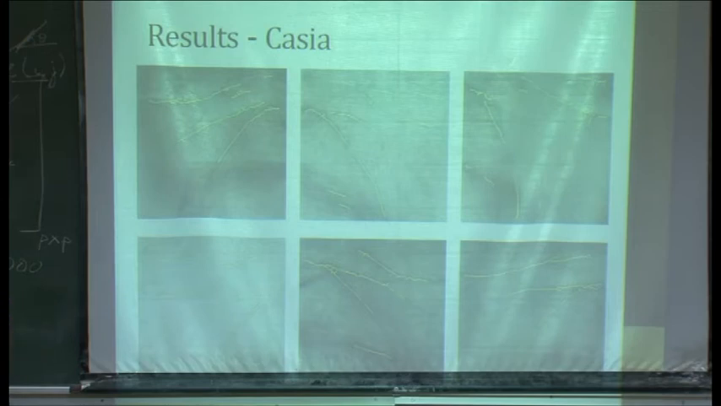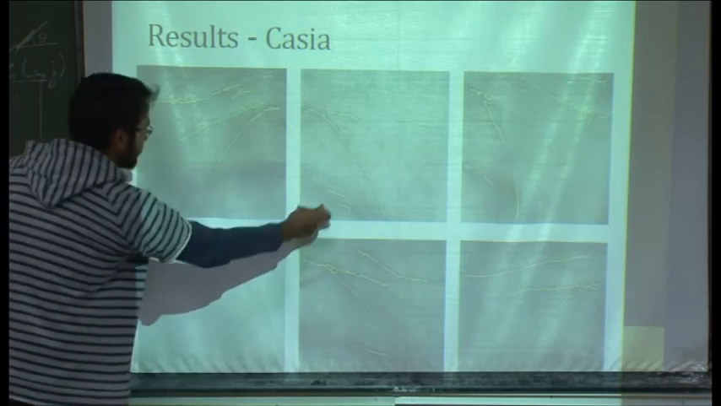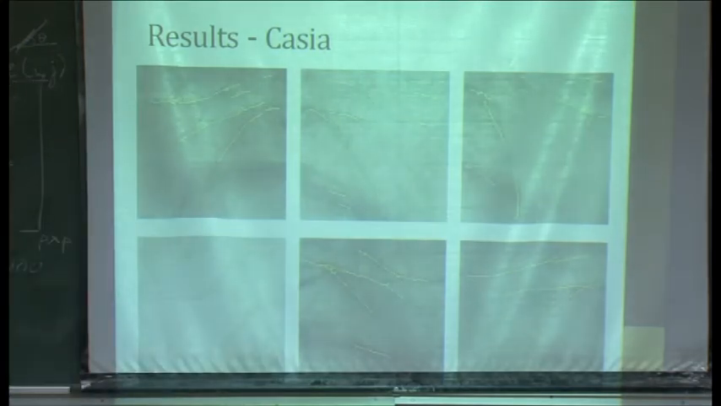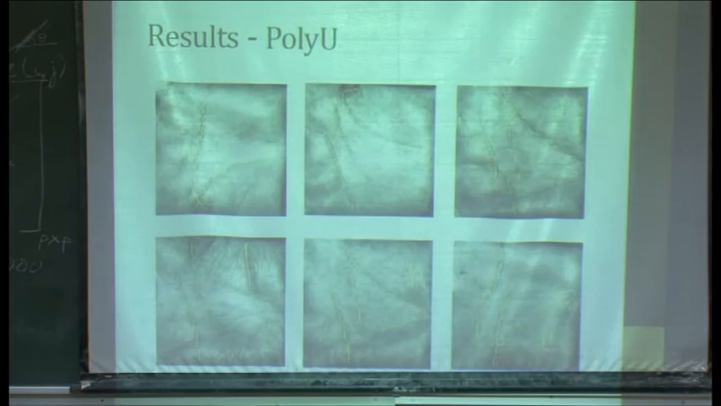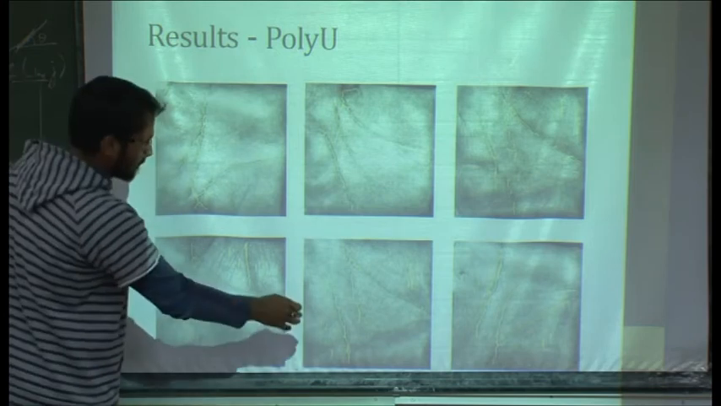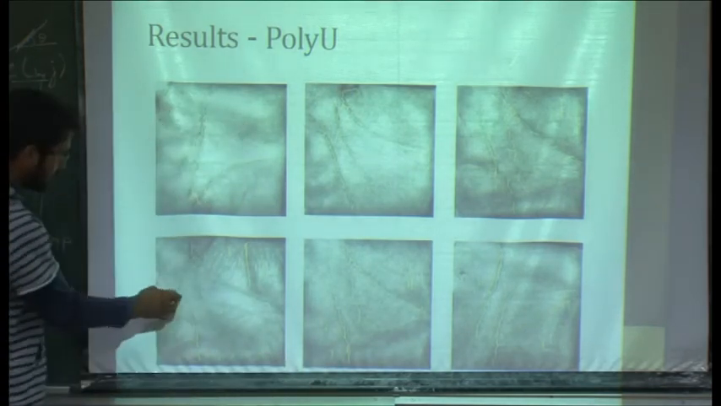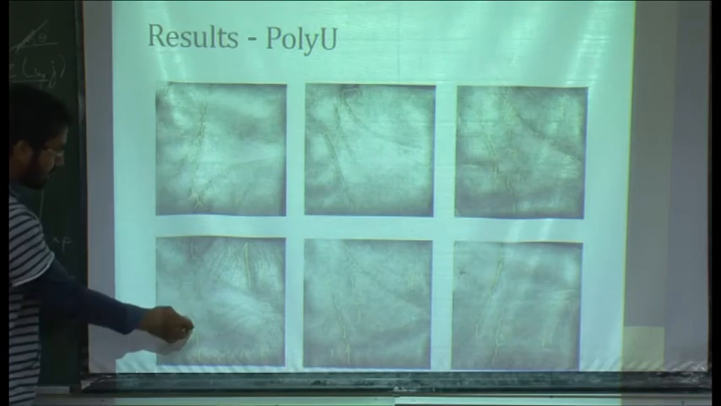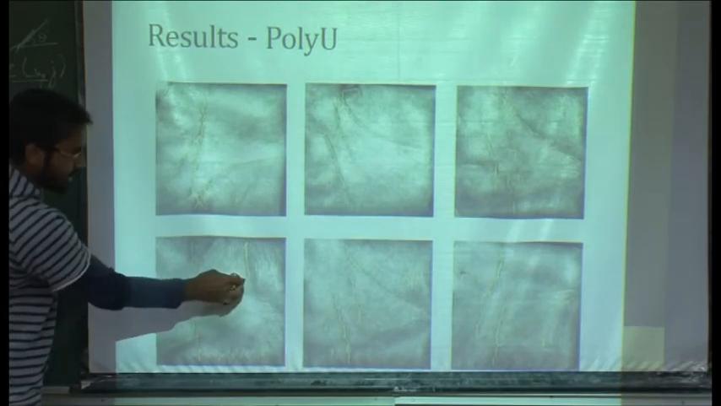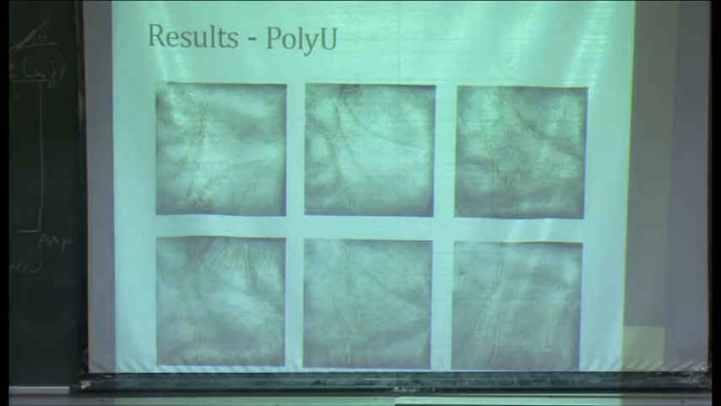But for most of the values, it's a good result. And here, most of the lines are detected. The result was much better for the poly U. In this one, most of the lines are detected. Even in this case, you can see there are too many wrinkles, but it still detects the principal lines, and only a very small part of the wrinkles is there.